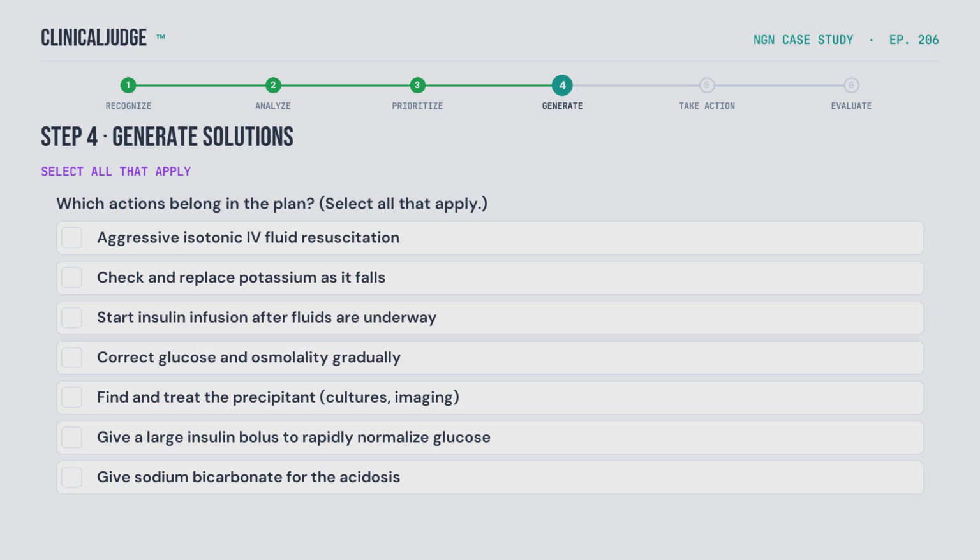Commit to correcting the glucose and osmolality gradually, not rapidly. And hunt for the precipitant, the infection or event that triggered this, with cultures and imaging. Then the traps, a large insulin bolus to rapidly normalize the sugar, and bicarbonate for an acidosis that is not really there. Gather what saves him, leave the shortcuts behind.